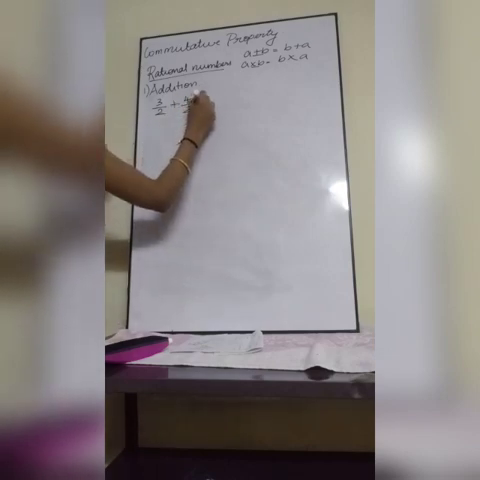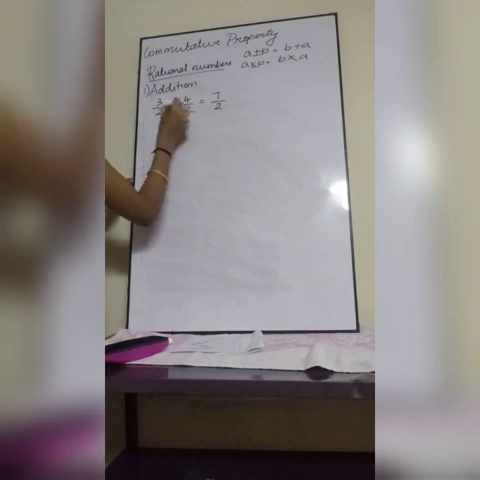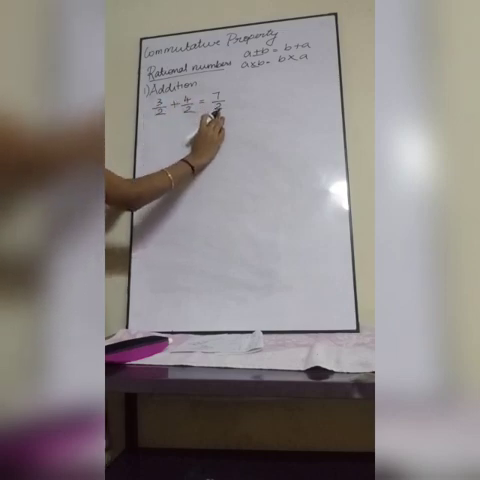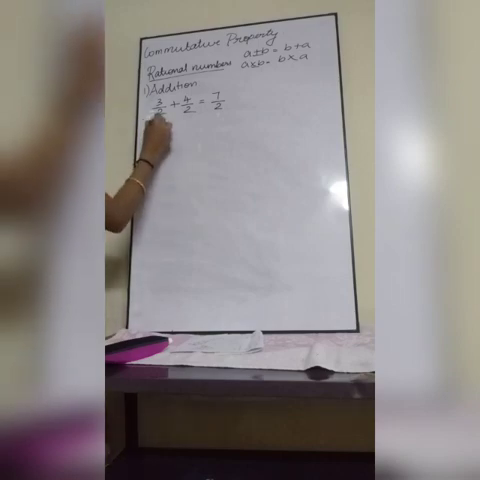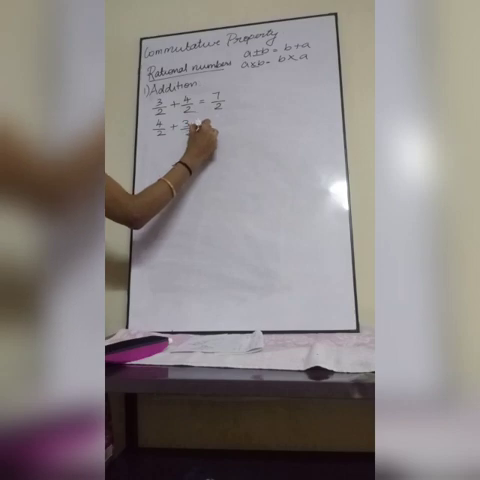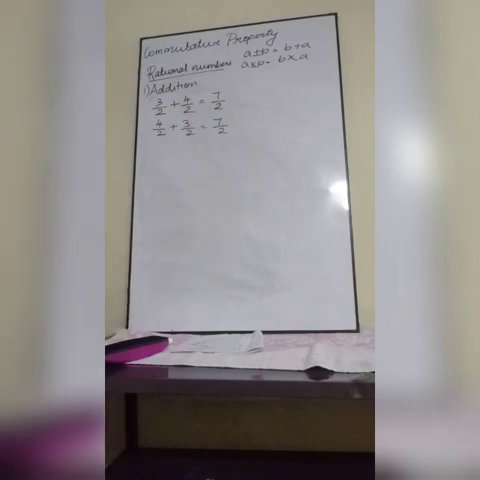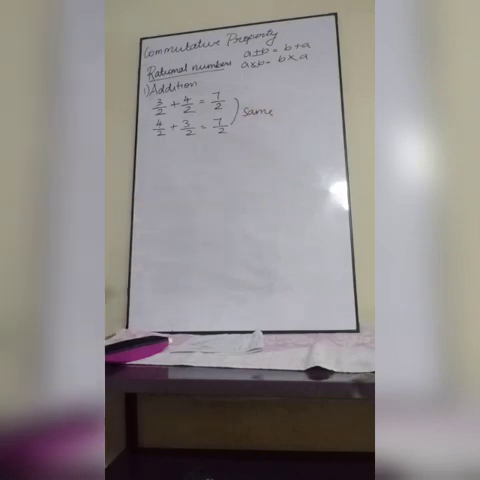Right. So if you add, what is the answer you will get? 7 by 2. Because denominators are same, I am writing the denominator as such and adding the numerators. Next, 4 by 2 plus 3 by 2. Just we are going to exchange it. This also you are getting 7 by 2. Both the answers are same. So rational numbers are commutative under addition. Okay. Next.